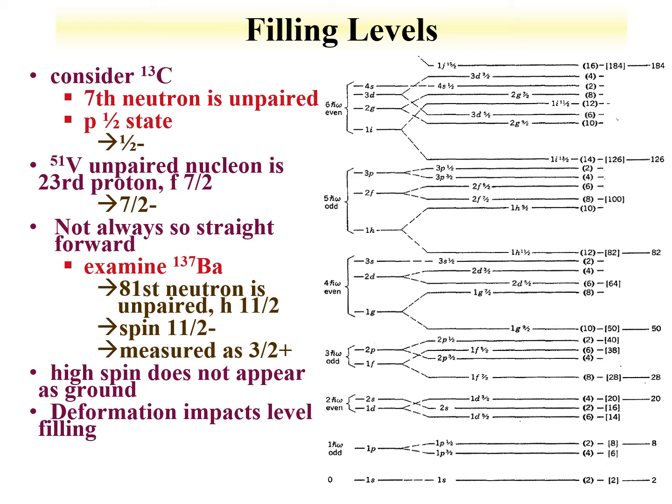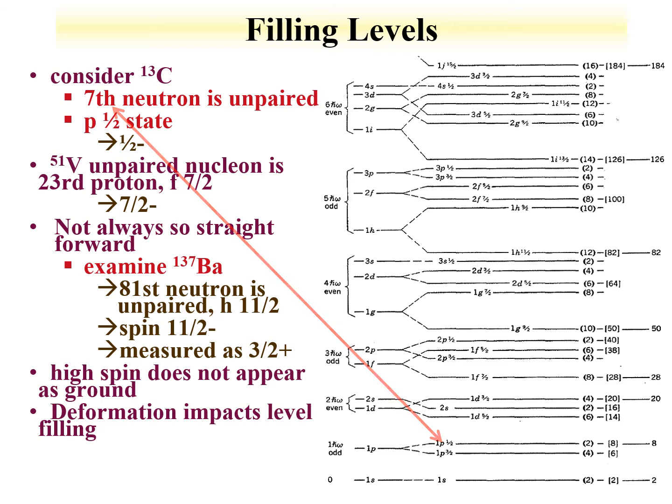Another example, carbon-13, that's 6 protons, 7 neutrons. The 7th neutron is unpaired. That 7th neutron, 6 will fill up here, and the 7th lives in the 1p 1/2 state. P, as we've already seen in the examples, is a negative parity, 1/2. We would expect the spin and parity of carbon-13 to be 1/2 minus, and it's true.